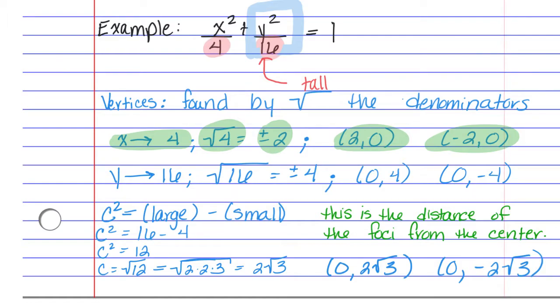The same is true for your y vertices, or your vertical vertices. Y in this case is associated with that number 16. So in order to find the vertices, we're going to take the square root. That's going to give us the distance from the center. And the square root of 16 is both plus or minus 4. So I know I'm going to be moving up 4 units from the center and down 4 units from the center. Since the center of my ellipse is currently at the origin, I have 2 vertices at 0, 4 and 0, negative 4. Now the foci are those 2 focus points.